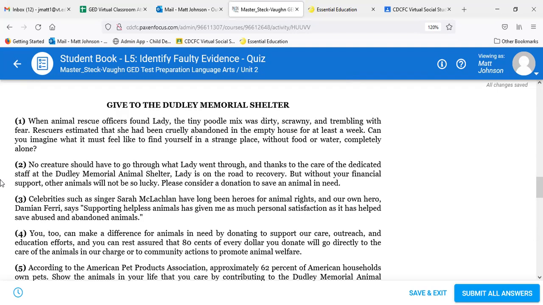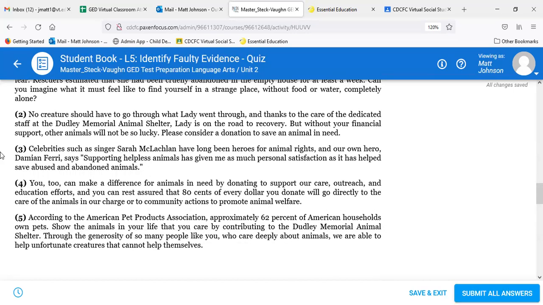And thanks to the care of the dedicated staff at the Dudley Memorial Animal Shelter, Lady is on the road to recovery. But without your financial support, other animals will not be so lucky. Please consider a donation to save an animal in need. Celebrities such as singer Sarah McLachlan.